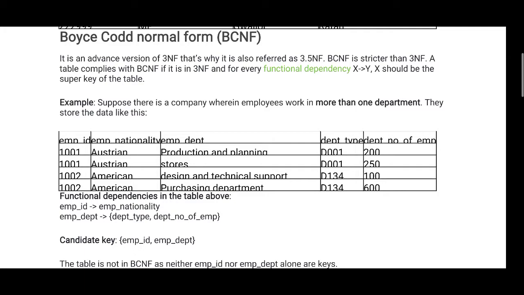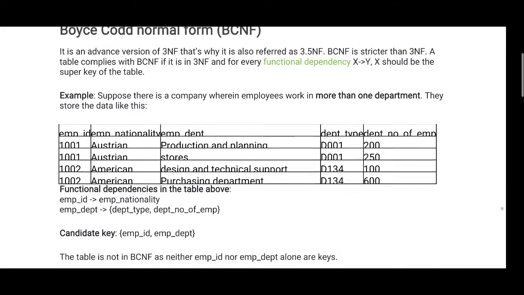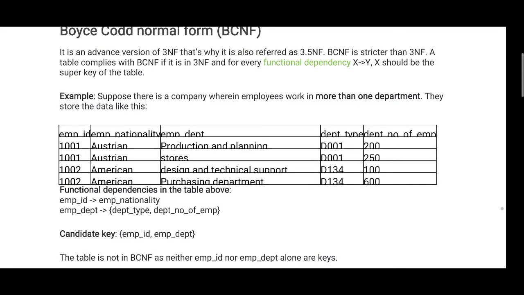Here BCNF is stricter than third NF. A table complies with BCNF if it is in third NF and every functional dependency X to Y, X should be a super key of the table.